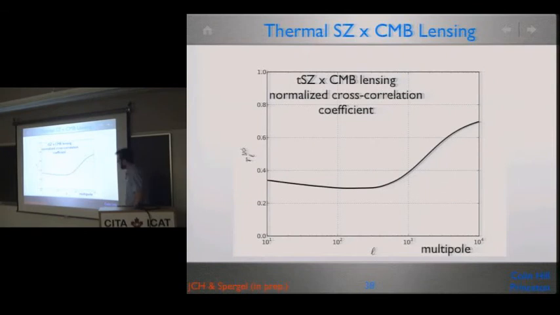So this is another way of assessing how correlated the two fields are. You can make a dimensionless, normalized measure of their cross correlation, and up to about L of 1,000, there's something like 30 to 40% correlation. Above that, at very small angular scales, the correlation increases because basically the same cluster's gas and matter is being correlated. In this case, the 1-halo term just takes over.